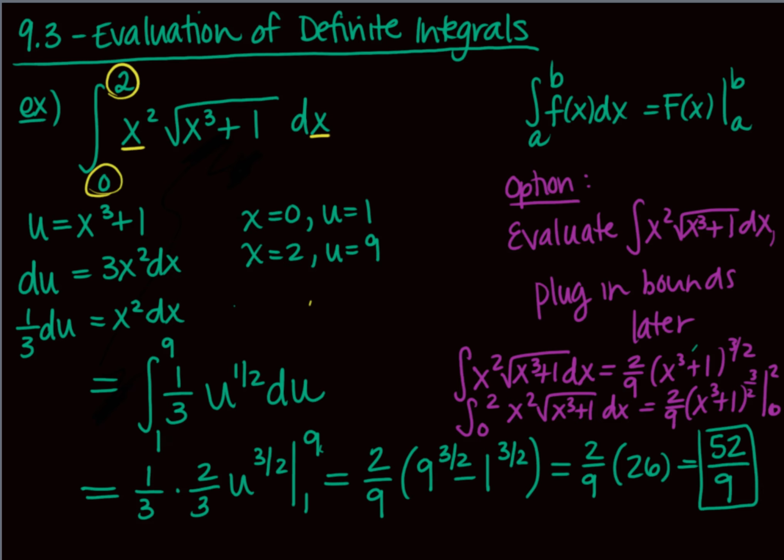Let's maybe do one more. Let me just get a new layer. All right, so another example, what if we had something like x over e to the x squared dx from 0 to 1. So I'm going to rewrite this really quick.